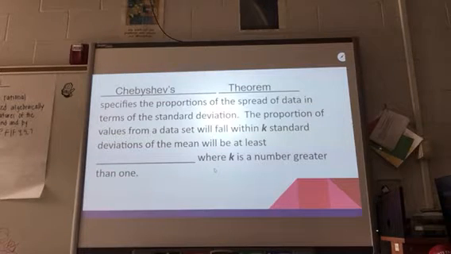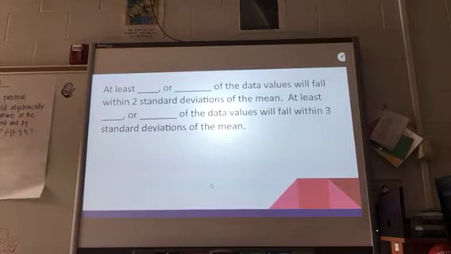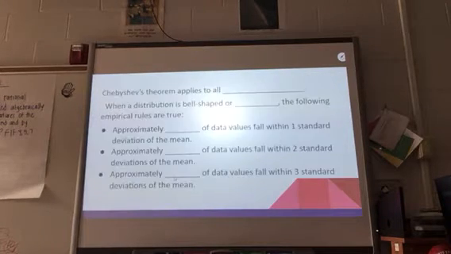Chebyshev's theorem specifies the proportions of the spread of data in terms of the standard deviation. The proportion of values from a data set that will fall within k standard deviations of the mean will be at least 1 minus 1 over k squared, where k is a number greater than 1. At least 3/4 or 75% of the data will fall within 2 standard deviations. 8/9 or 89% will fall within 3. Chebyshev's theorem applies to all distributions.